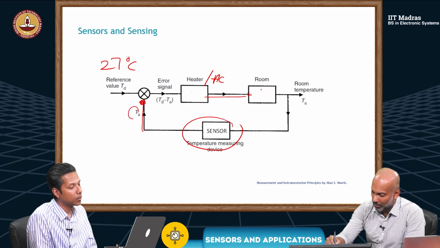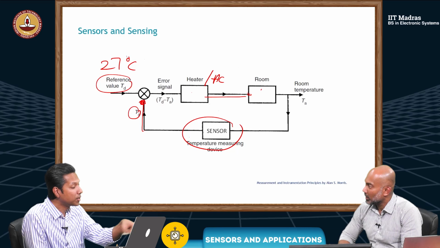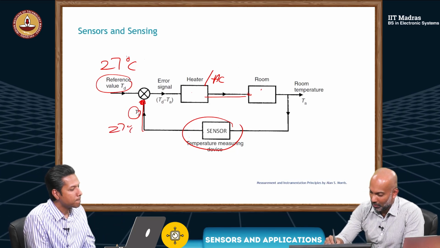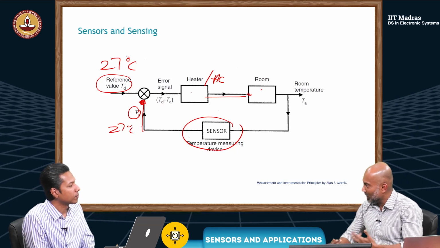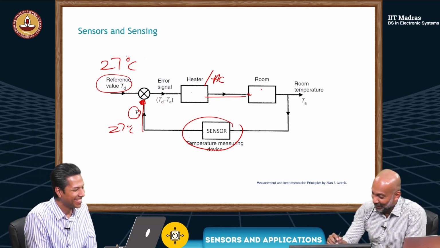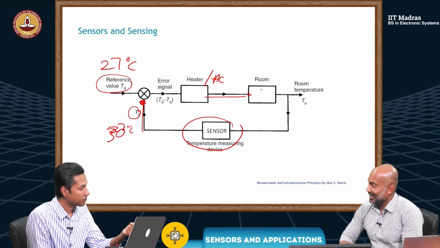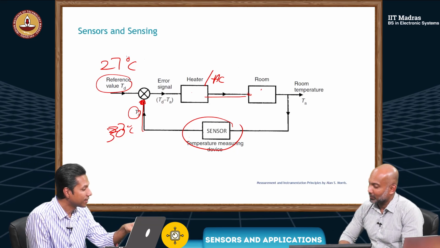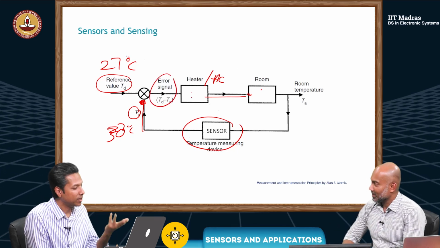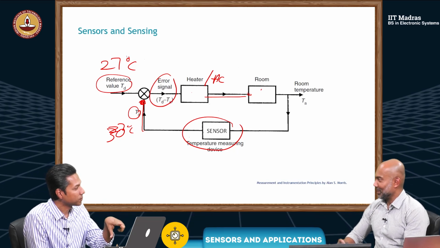We also have a reference value here. Now, when you are taking the difference of these two, ideally they should be equal. So if this is 27, do you think there needs to be any action taken? No, everything is fine. But if this goes up to 30, then there will be an error signal, and that will turn on the air conditioner to cool down. So this is the feedback loop you are talking about.